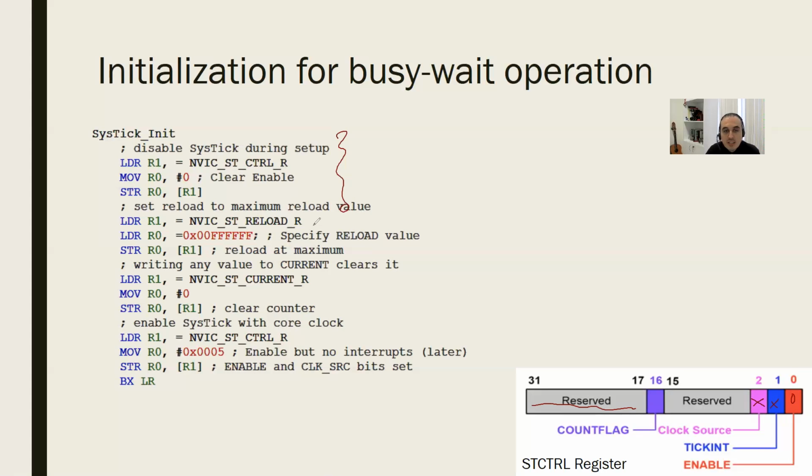Remember, guys, the reload register and the counter were 24 bits, not 32 bits, which means they have 24 bits in their register cells, so I cannot create a number larger than 2 to the 24 minus 1, which in hexadecimal is 00FFFFFF. Actually, I was loading the maximum value.